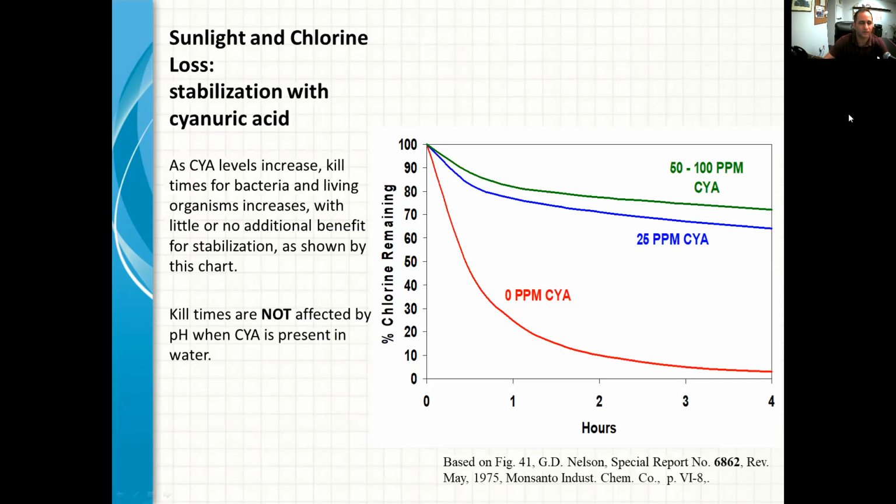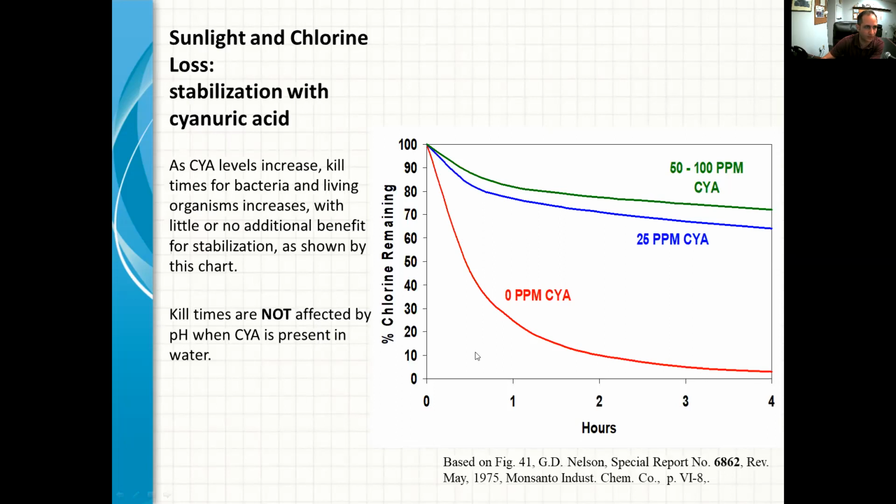Okay, so getting back to what I was saying. So 0, 1, 2, 3, 4 hours later. You start at 100% chlorine. The red one, you don't have any CYA in the water. So you start at 100 and the percent chlorine goes down pretty fast. After an hour, it's only at like 20, 30%. 2 hours, it's down to like 10, 15. And 3, 4 hours, it's almost zero, less than 10% chlorine left.